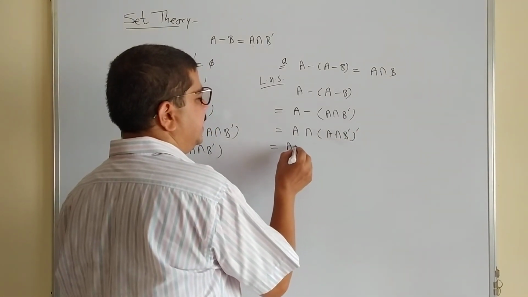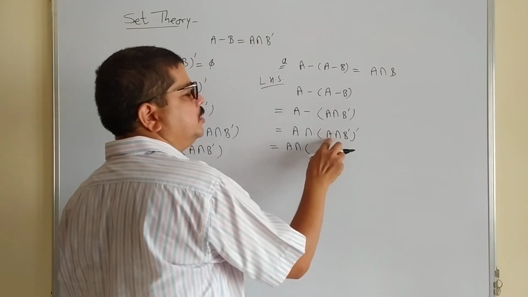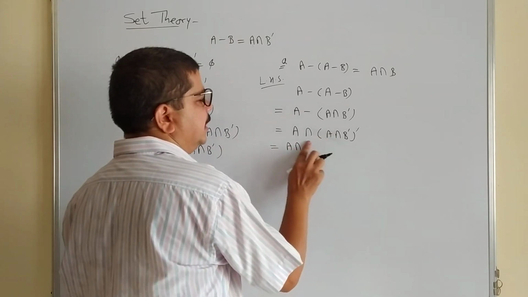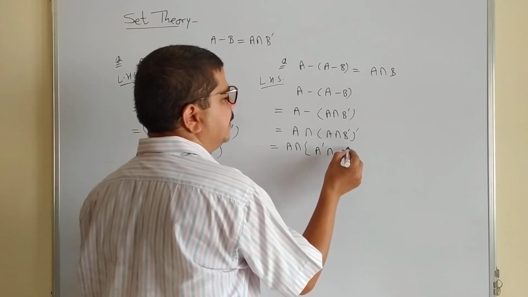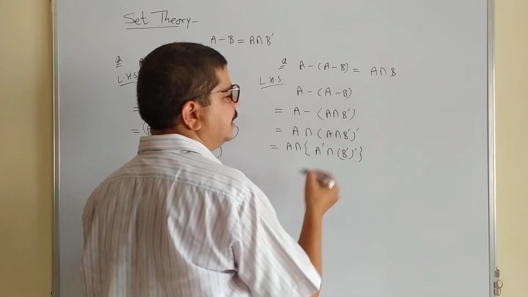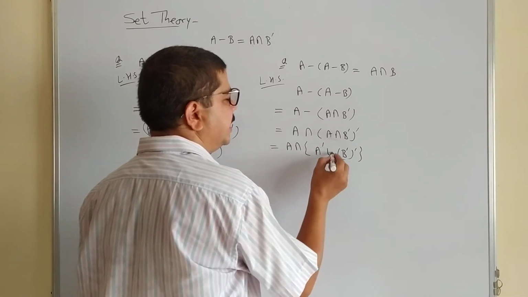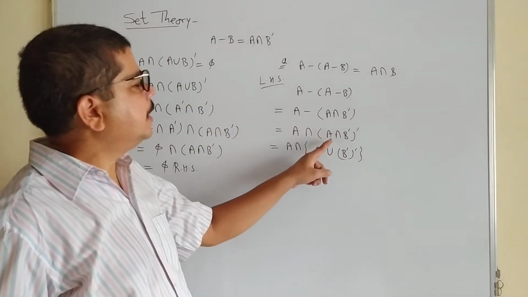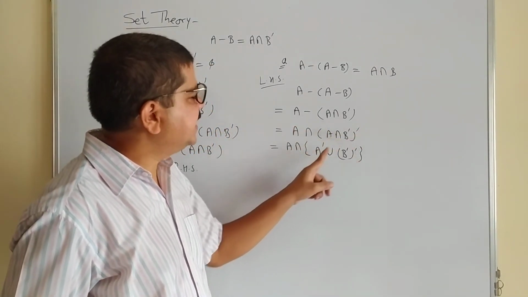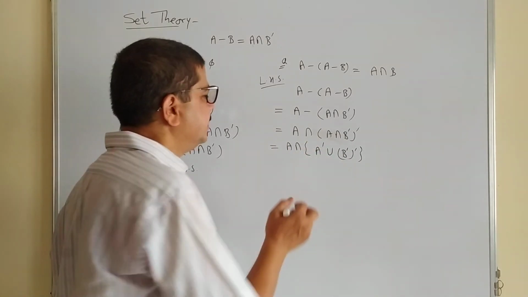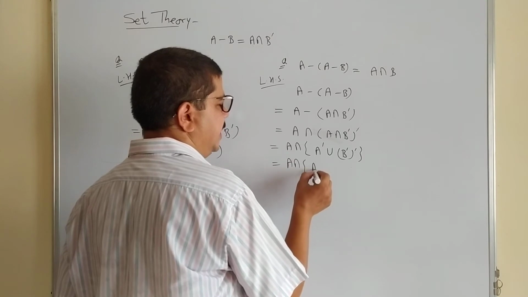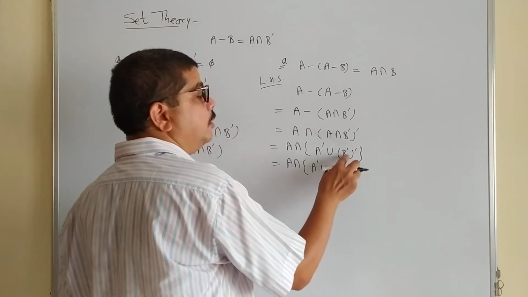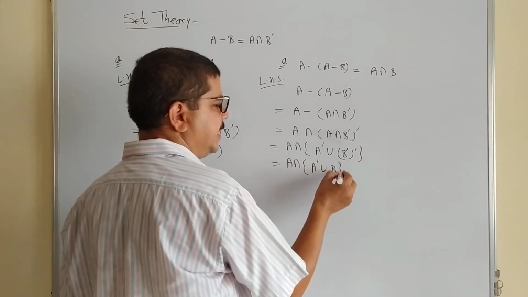This becomes A intersection, using De Morgan's law, in this it is A complement intersection B complement complement. This will be union. According to De Morgan's law, (A intersection B) dash is A dash union B dash. It is A intersection (A dash union B complement complement), and B complement complement is B again.